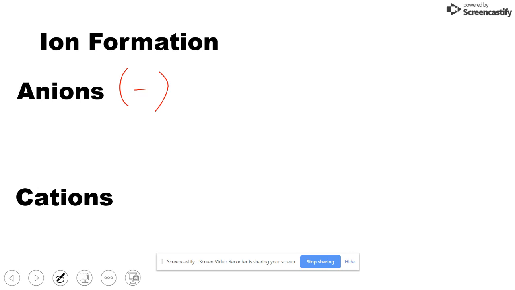So this will happen for something that is an electronegative atom. So something like chlorine, for example, tends to pick up one electron from another element, and when it does so, it becomes a negatively charged ion, Cl-, and we call it chloride. The way that I tell people to remember anions are negative is that "anion" starts with "an," like ants, and nobody likes ants.